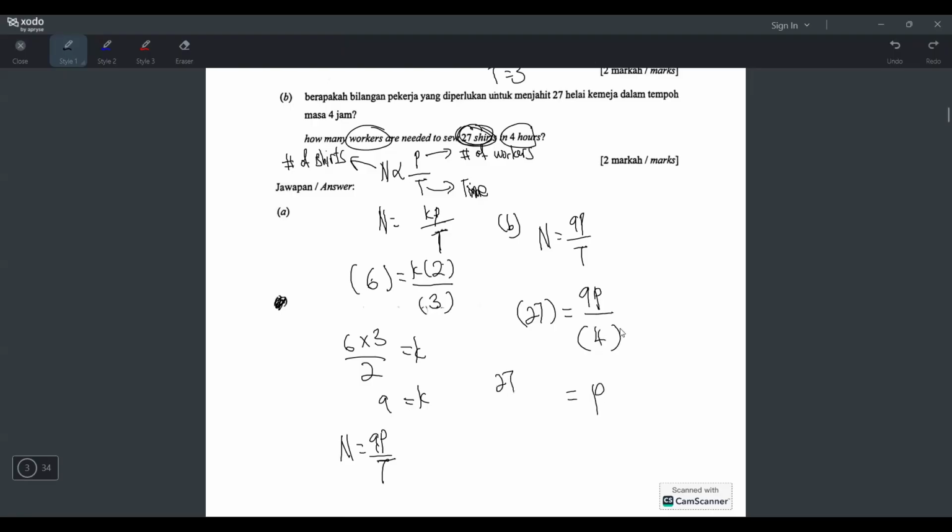Just take 27 and then you move things across like just now. 4 is divide 4, moving across becomes times 4. This one is times 9, moving across becomes divide 9. And then you just press, you get 12, right? That means how many workers? 12 workers. So you can write again like this, and you should be able to get full marks if you write like this. Okay. All right. So that's all. Now we will keep going.